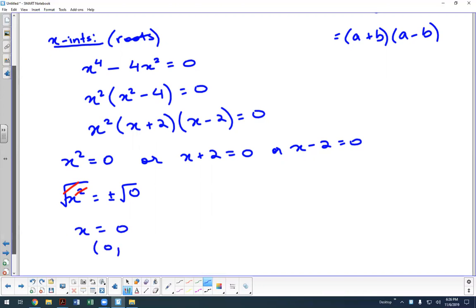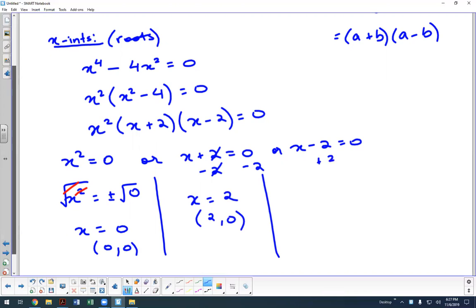It's the same as number 4. So just go ahead, find your roots or your zeros or your x-intercepts.